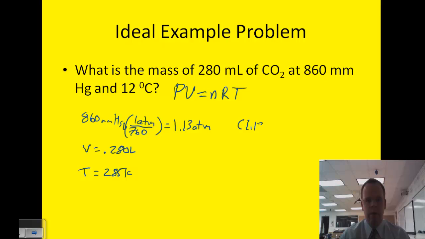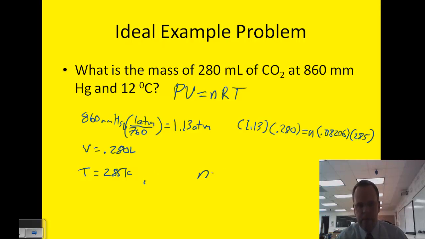So the pressure, 1.13, the volume, 0.280, equals nRT. The R I'm going to use is the one for atmospheres, 0.08206, since pressure is in atmospheres, and 285 for the temperature. So 1.13 times 0.280 divided by 0.08206 divided by 285. And I get an N in this case of 0.013 moles. It's asking for mass.